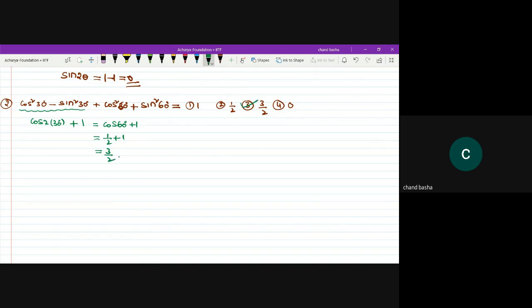Sir, I forgot to use these two identities. Yes, you can go for the substitution of the given values. Substitute cos 60 whole square, cos 30 whole square, sin 30 whole square. Already you know the values, so you can substitute directly.